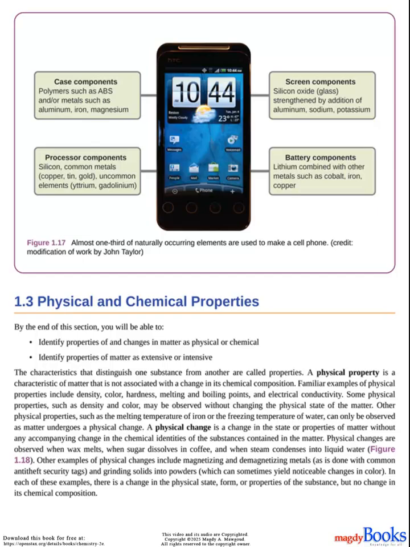A physical change is a change in the state or properties of matter without any accompanying change in the chemical identities of the substances contained in the matter. Physical changes are observed when wax melts, when sugar dissolves in coffee, and when steam condenses into liquid water, Figure 1.18. Other examples of physical changes include magnetizing and demagnetizing metals, as is done with common anti-theft security tags, and grinding solids into powders, which can sometimes yield noticeable changes in color. In each of these examples, there is a change in the physical state, form, or properties of the substance, but no change in its chemical composition.